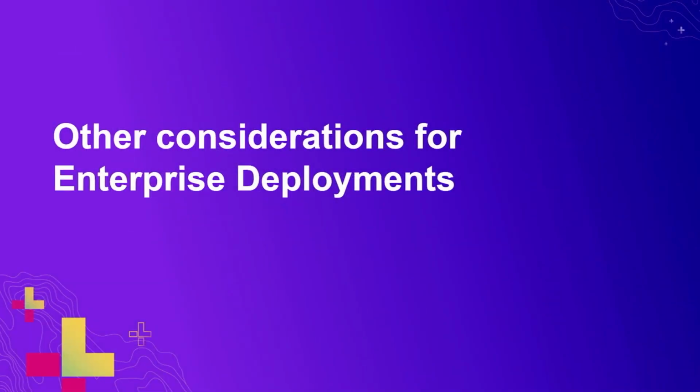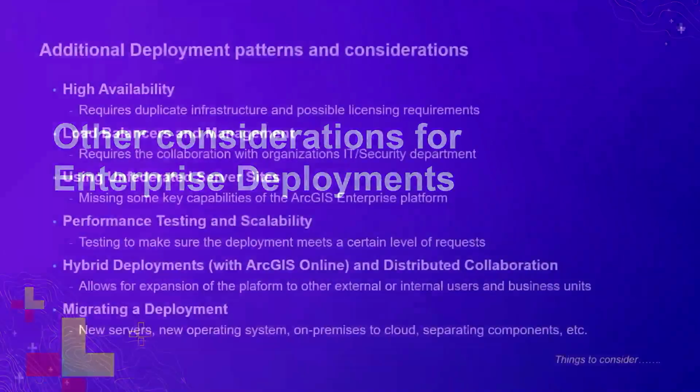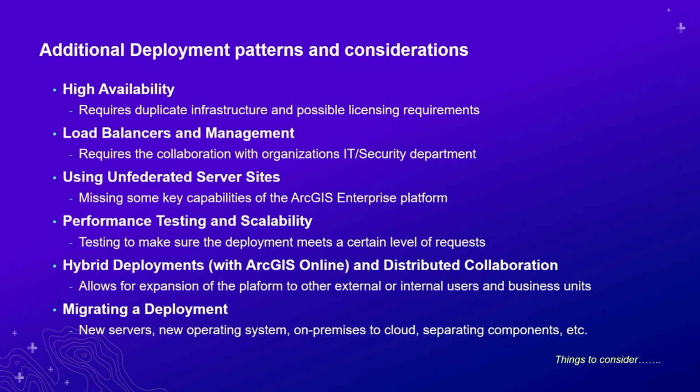Finally, I want to just talk a bit about some other considerations for ArcGIS Enterprise deployments. There's lots of things that I haven't been able to cover in this presentation, such as high availability. High availability is about adding resiliency to your deployment to reduce downtime. It comes with requirements for infrastructure, and there's some licensing requirements as well to keep in mind. You need to be able to work with your IT department for things like load balancers and management of your infrastructure.